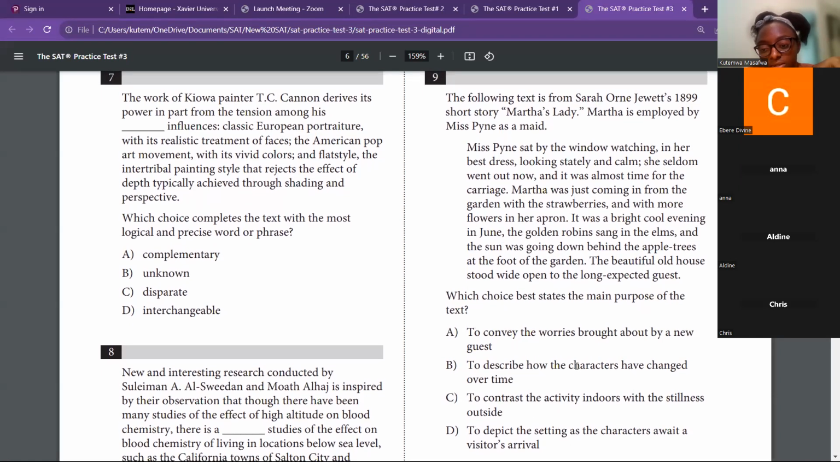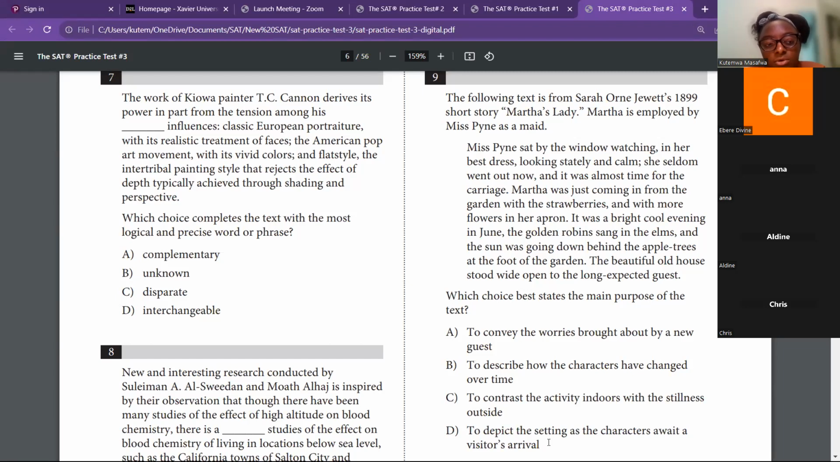And then, to depict the setting as the characters await. This makes sense. It's already been explained very well. Miss Pine is waiting, Martha was coming in, and then it was an evening. So it's basically saying this is how the house is looking. And even the tense is important, because Miss Pine is sitting, all this is happening at the same time because of how the story has been brought out. And then at the end, it says, stood wide open to the long expected. So they were waiting for this visitor's arrival. So that's why D makes the most sense. This was a very packed question because it's so easy to be taken one way or another. But in the end, the right answer is right.